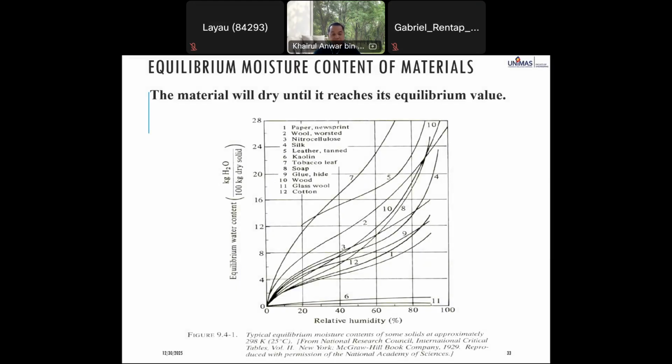Now the equilibrium moisture content of the material. This is based on experimental data. Figure 9.4-1, 33.4-1. This one is typical equilibrium moisture content of some solid at approximately 25 degrees C. So we have many materials, from paper to cotton, number 12.